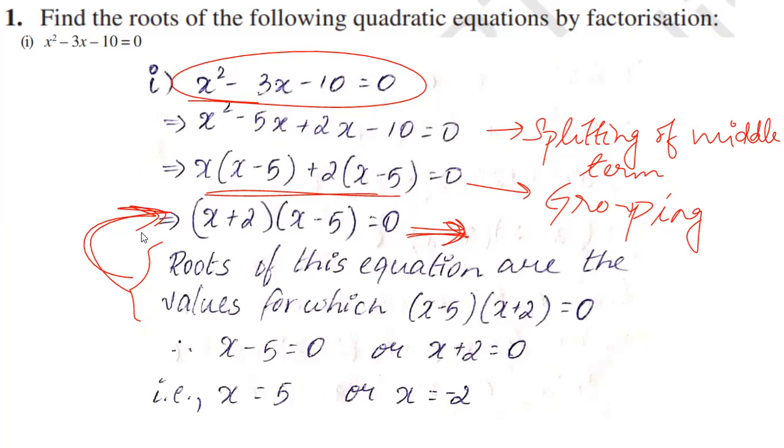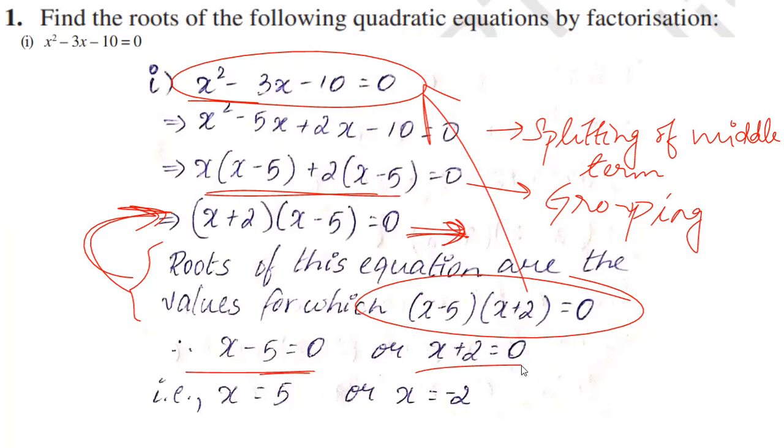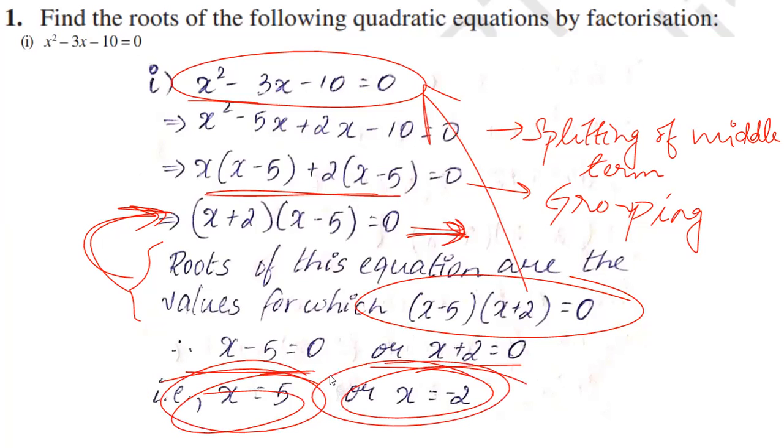You have a stiff hold on the concept. Roots of these equations are x minus 5 and x minus 2. What is this form of representation? This is the other form of representing the question itself. So then you will equate both of them separately to 0, and get both the roots. No need to worry, children.